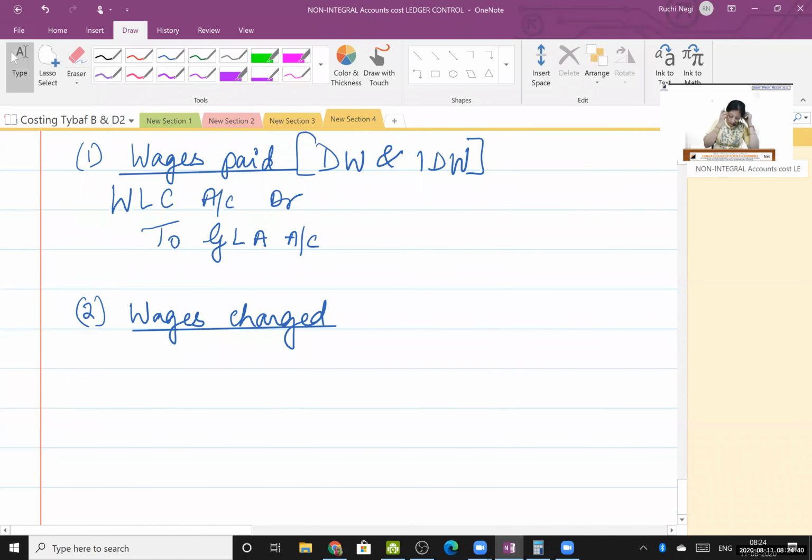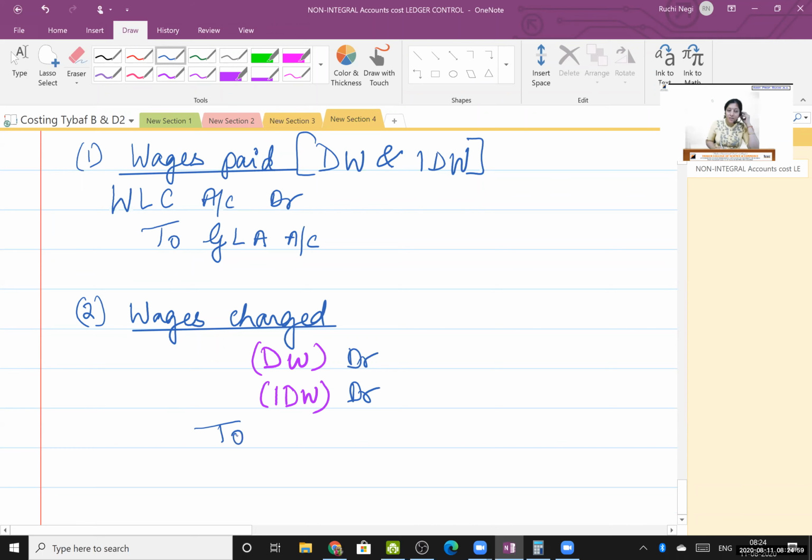Okay. So first I have direct wages, then I have indirect wages. I'm combining the entry. Wages charged: first I have to debit my direct wages and then indirect wages. So that I'll tell later.